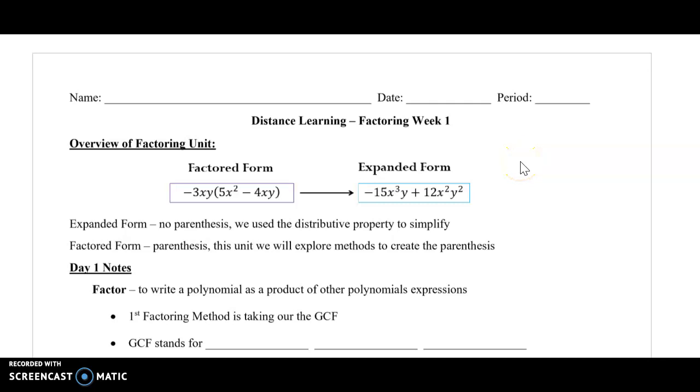Hey guys, so we are going to be getting started with our distance learning, our new information. The first thing we're going to be starting with during week 1 is factoring. Just a quick brief overview of what this is going to look like.